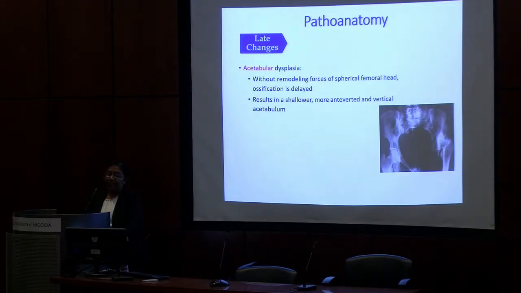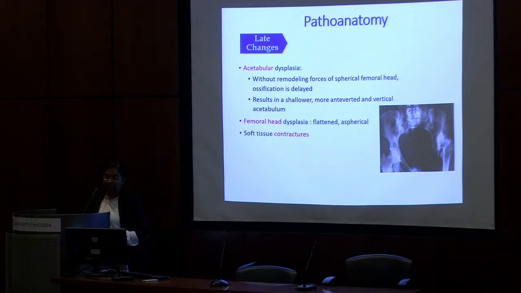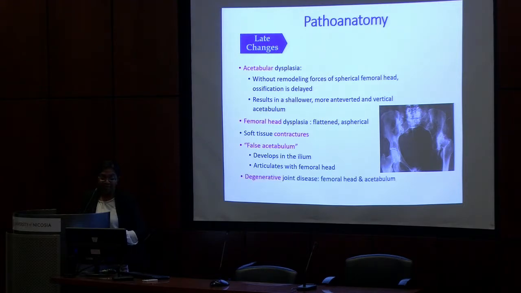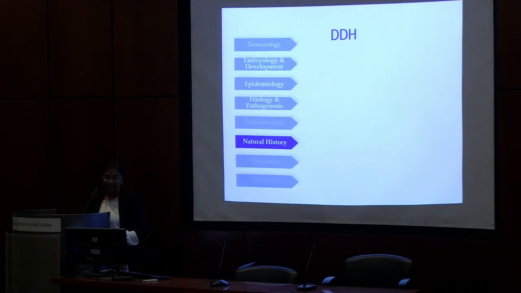Later on, without the remodeling forces of the femoral head being in the acetabulum, the acetabulum becomes more shallow and vertical, and ossification of the femoral head is delayed. And so the femoral head also becomes flattened and aspherical. And then over time, you get soft tissue contractures. And if the femoral head is sitting way up above the natural acetabulum, it can start to form a false acetabulum in the ilium. And then this, of course, leads to degenerative joint disease.